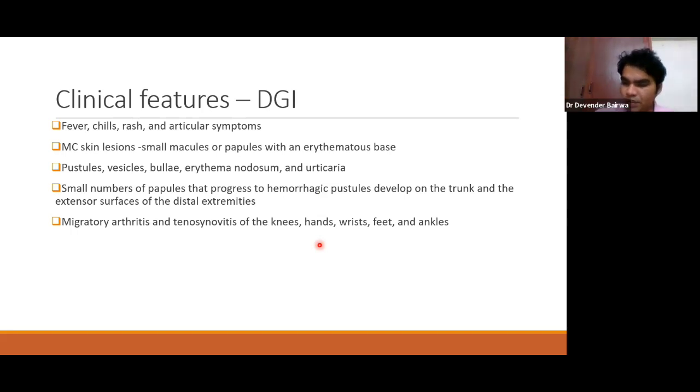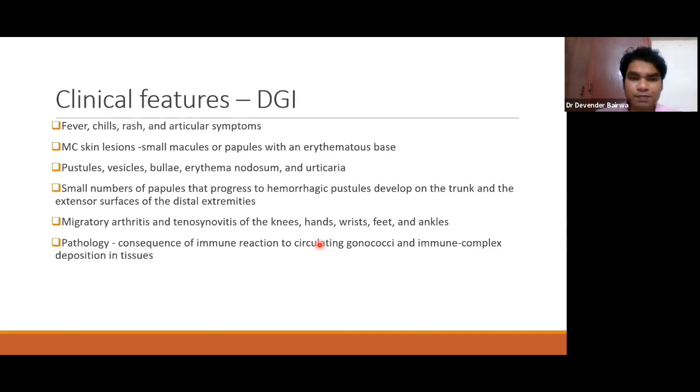So what happens in case of your DGI syndrome? Apart from having joint pain, you will also have lots of edema and swelling of soft tissue, that is tenosynovitis of the knee, hands, wrist, feet, and ankles. Arthritis in case of your DGI syndrome is migratory. Pathology is simple. There is no true bacterial presence in the synovial fluid. It is a consequence of your immune reaction to circulating gonococci and immune complex deposition in tissue. So what you can consider is a reactive form of polyarthritis secondary to gonococcal infection.